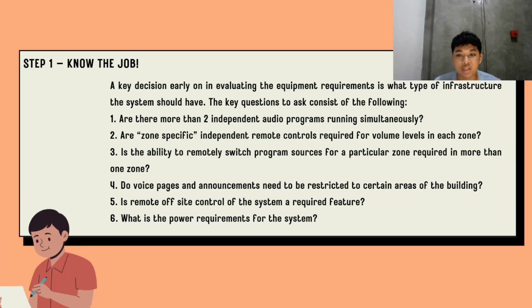Next, a key decision early in evaluating equipment requirements is what type of infrastructure the system should have. The key questions to ask consist of the following. First, are there more than two independent audio programs running simultaneously? Second, are zone-specific independent remote controls required for volume in each zone? Third, is the ability to remotely switch program sources for a particular zone required in more than one zone? Fourth, do voice pages and announcements need to be restricted to certain areas of the building? Fifth, is remote off-site control of the system a required feature? Six, what are the power requirements for the system?